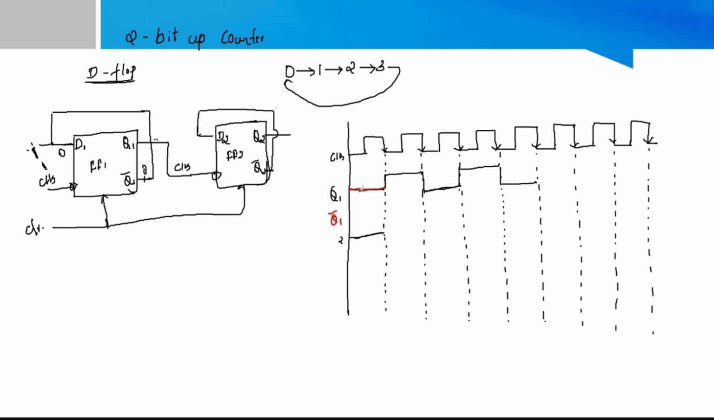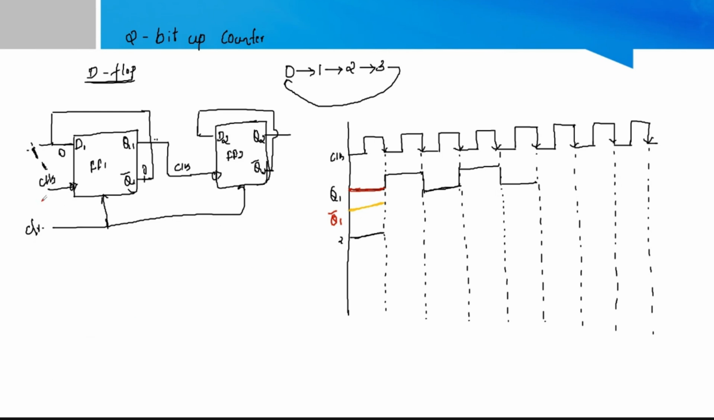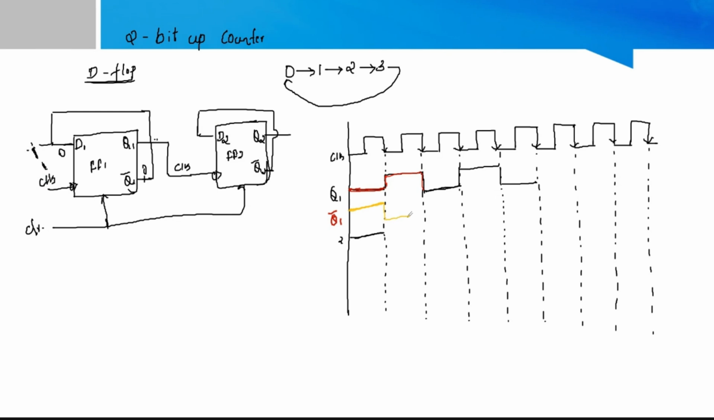Initially, Q1 will be 0. What about the Q1 bar? Q1 bar will be high, right? So once it is high, once you apply the input, here it is 1, so output will be 1. Output will be 1 till the next falling edge of the clock. So Q1 is 1, Q bar will be 0.